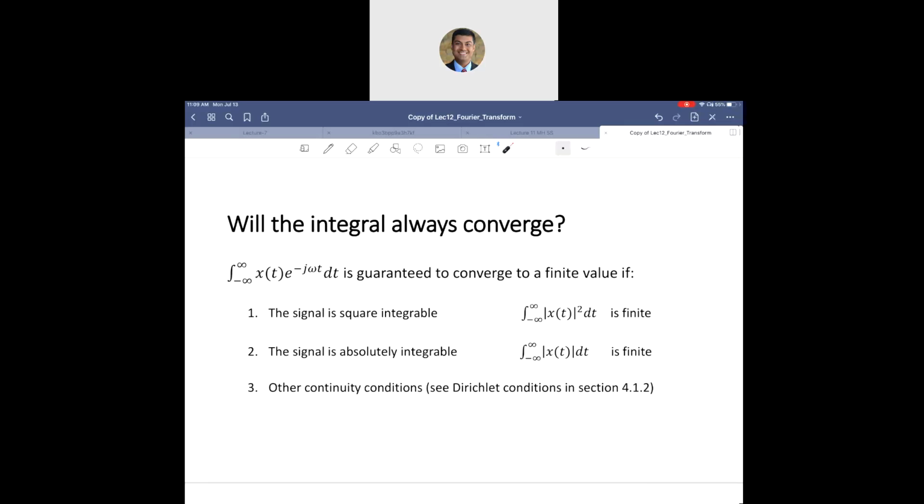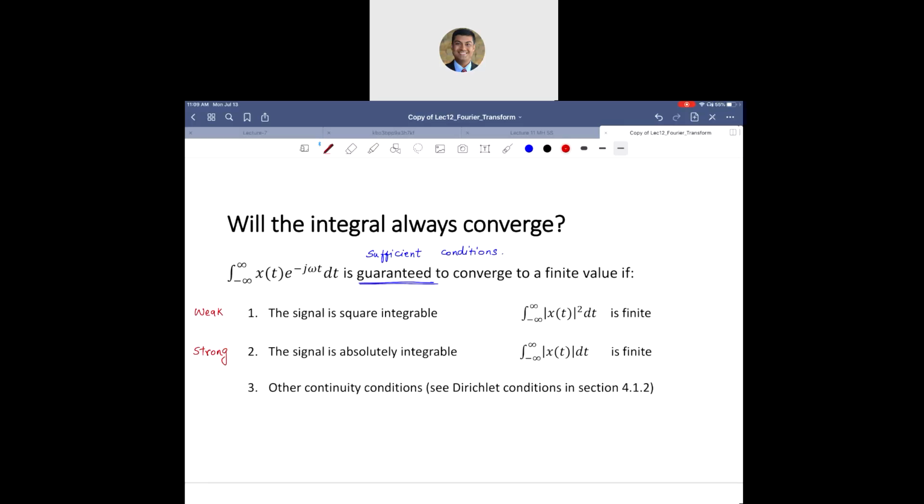Next question. Will the integrals always converge? Will the Fourier transform exist all the time? No, they will not exist all the time. But there are conditions that guarantee convergence. These are sufficient conditions. This one is a weak sufficient condition. This one is a strong sufficient condition.